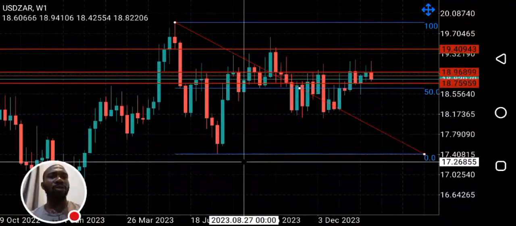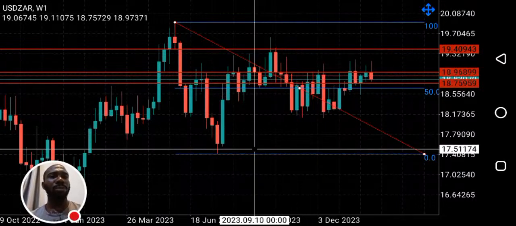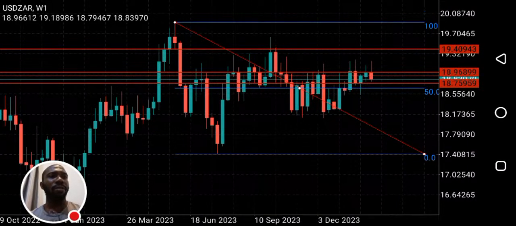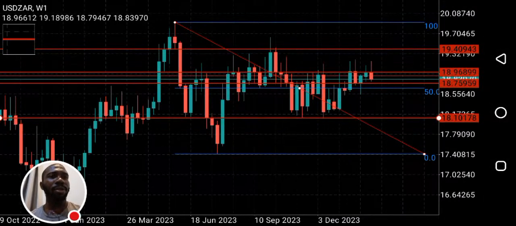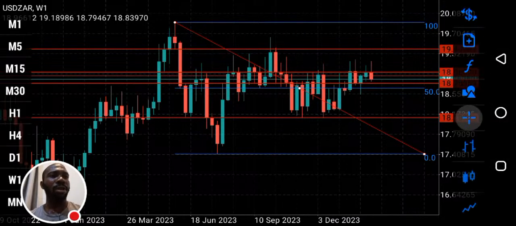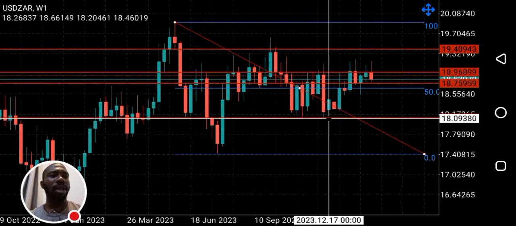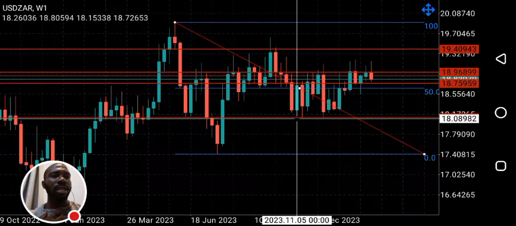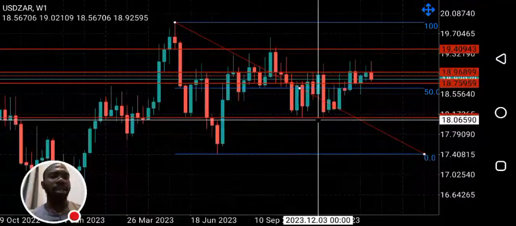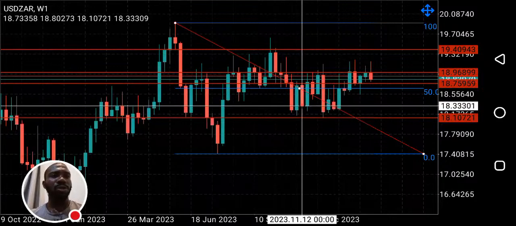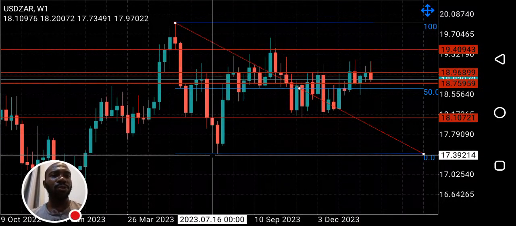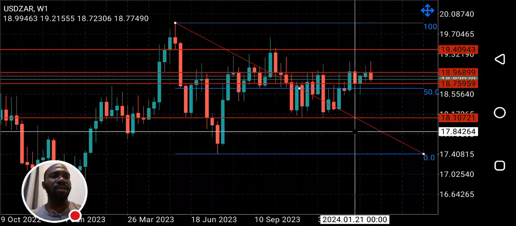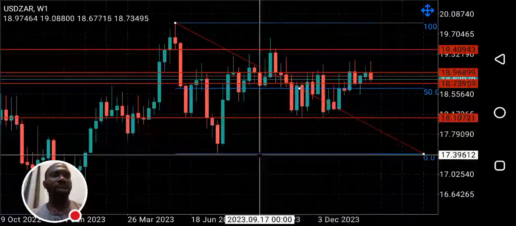Price should pull back to discounts. This is likely going to be the first target on South African Rand. This will be the next target because there are a lot of sell stop orders at this level. So this will be the first area of liquidity that needs to be cleared. Then the next area of liquidity will be this. If you are selling, your first target should be this, and your second target should be this.